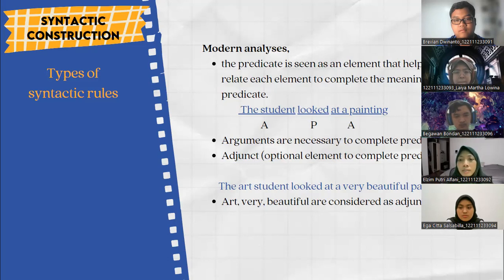Arguments are necessary to complete the predicate. An adjunct is an optional element and not really essential to complete the predicate. Let's take a look at the example. The art student looked at a very beautiful painting. Art, very, and beautiful are considered as adjuncts.